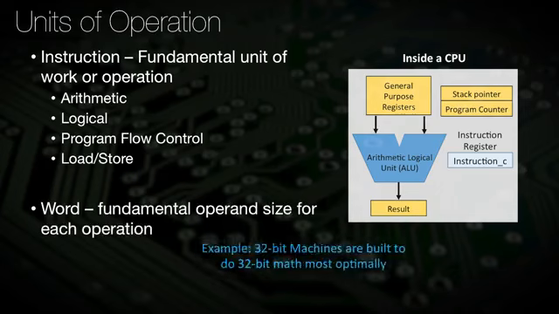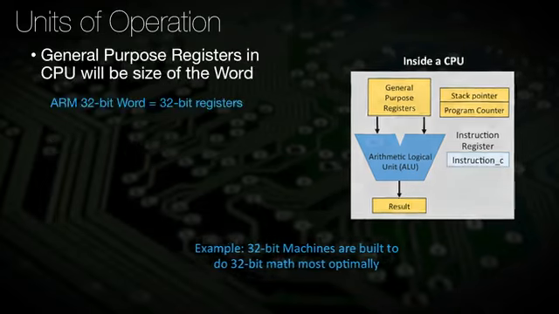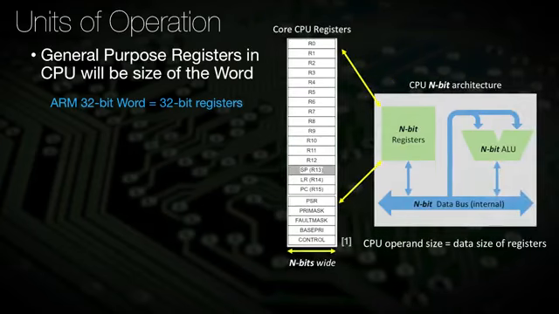For example, an architecture with a 32-bit word could perform an arithmetic add. This means that the architecture will be able to add two 32-bit numbers in one instruction. The general purpose registers in the CPU will be the same size as the word size. This is because these registers are where the operands are stored for each instruction.